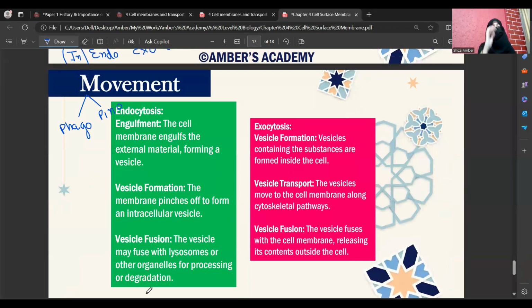So endocytosis, exocytosis, individual 3 mark का question आता है, इसका भी 3 का आ सकता है, इसका भी 3 का आ सकता है, in which you have to write the steps. So endocytosis का first step is engulfment, where cell membrane engulfs the external material. It forms a vesicle. Then vesicle formation में ये होता है that membrane pinches off to form an intracellular vesicle, because the vesicle has to move inside the cell, and then the vesicle fuses with lysosomes.